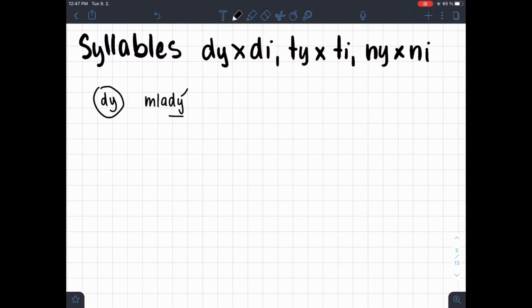Mladý, dýka, rady. So again, easy pronunciation: dy. Mladý, dýka, rady.